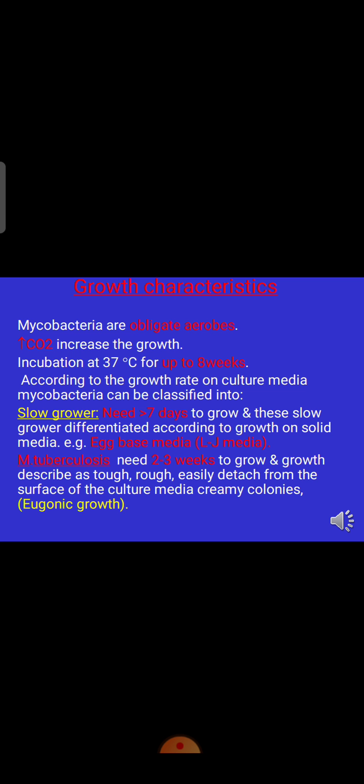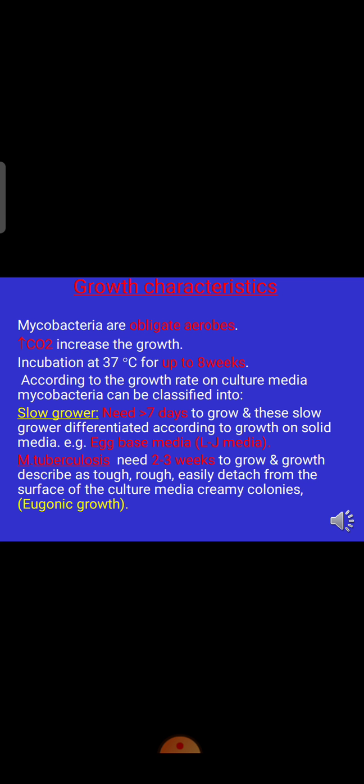Growth characteristics of mycobacteria. Mycobacteria are obligate aerobes. Increased CO2 tension in the atmosphere of the incubator enhances growth of mycobacteria. The incubation temperature of mycobacteria is usually around 37 degrees centigrade, and the incubation time is up to 8 weeks. Mycobacteria are generally slow-growing microorganisms and need a prolonged incubation time, again usually at around 37 degrees centigrade.